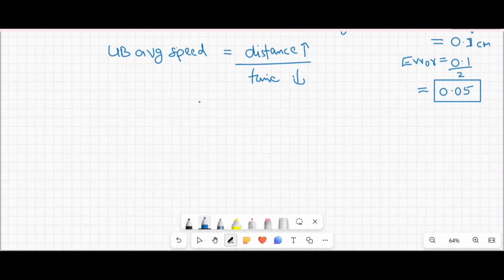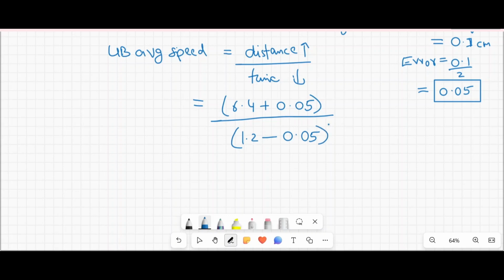Now distance is 6.4. You will add the error term and divide by the time, which is 1.2 seconds, and subtract 0.05, because this value goes up and this value goes down. This is the lower bound of the time.